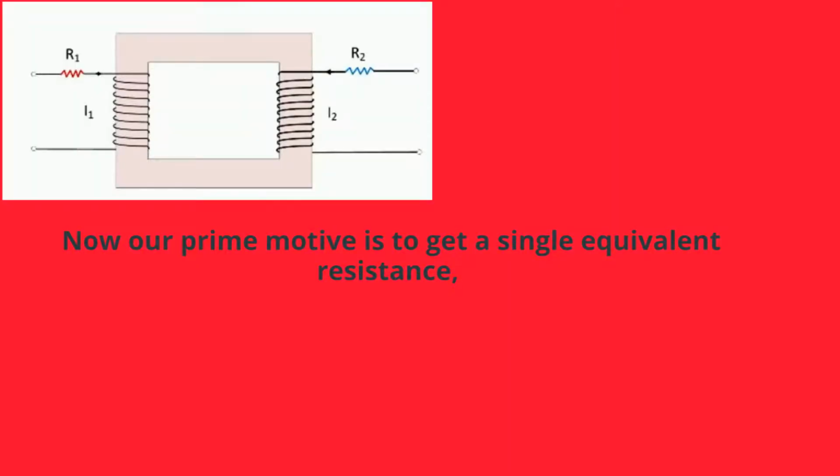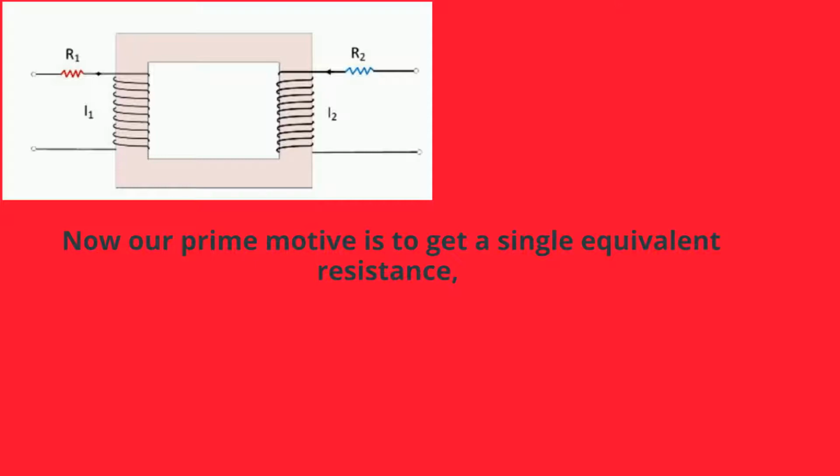R1 is the primary winding resistance and R2 is the secondary winding resistance. The main motto of this tutorial is to find the equivalent resistance of a transformer, as resistance R1 and resistance R2 are from different windings and also from different sides. We cannot add them. So, how can you find the equivalent resistance of a transformer? That is the question.